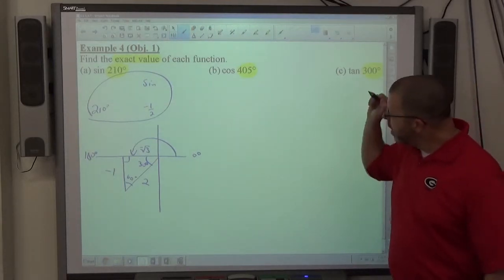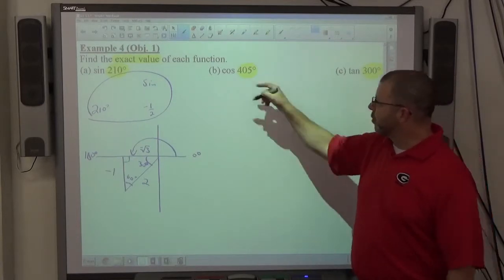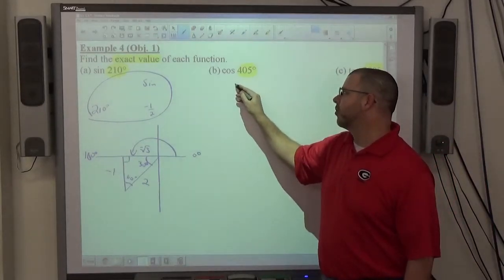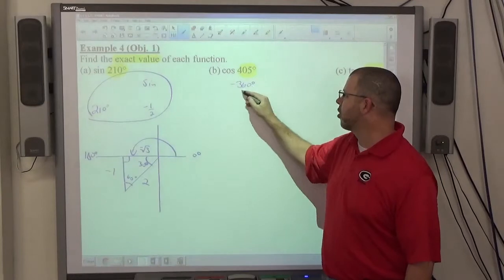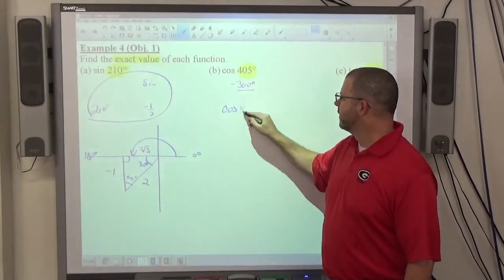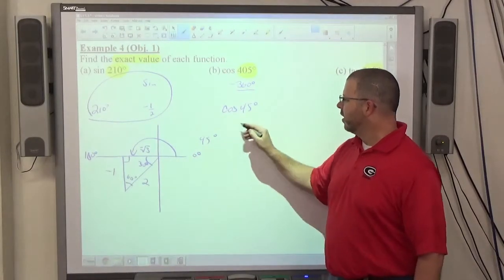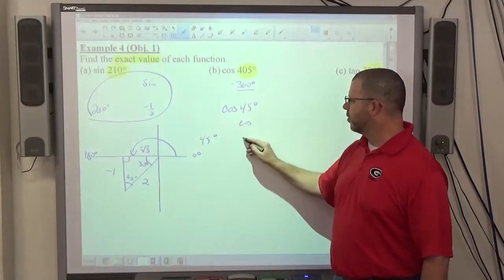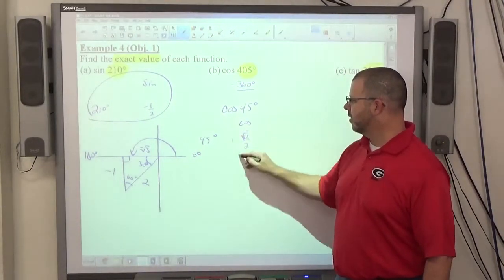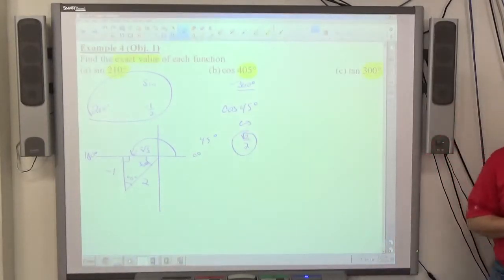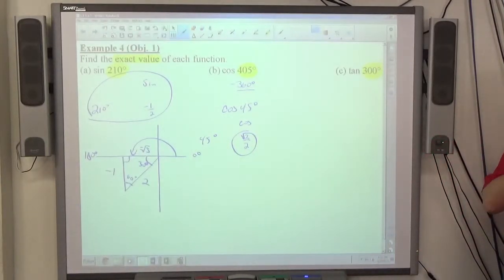So, cosine 405, you'll notice that 405 is too big. When we get too big in degrees, we subtract 360 to get a coterminal angle. Cosine of 45 degrees, and again, if we just find 45 degrees on the sheet, go over to the cosine column, we'll look under there, we'll see the square root of 2 over 2. That's the answer to that problem. Each of those is exactly right.